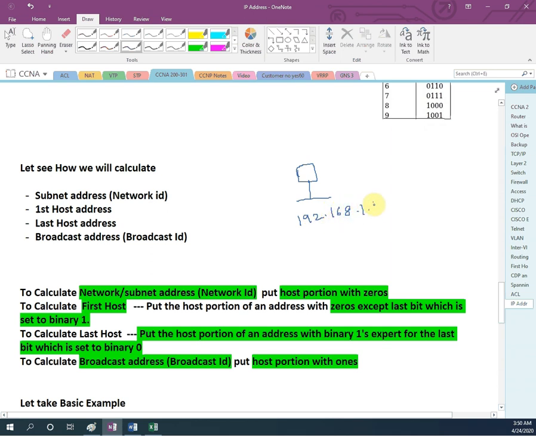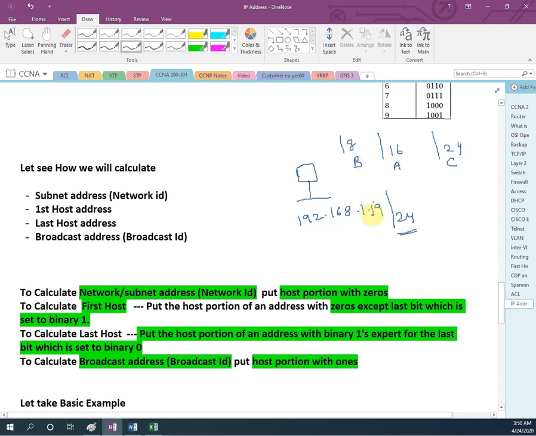192.168.1.1 /24. You remember, right? Class A has /8, class B has /16, and /24 means class C. So this is C, this is A, this is B.